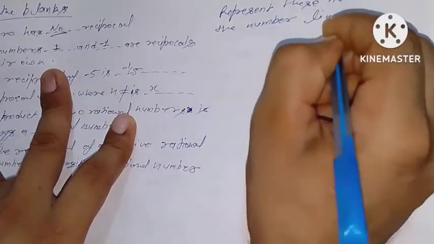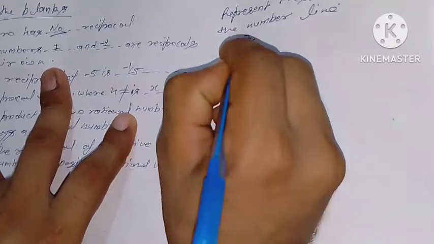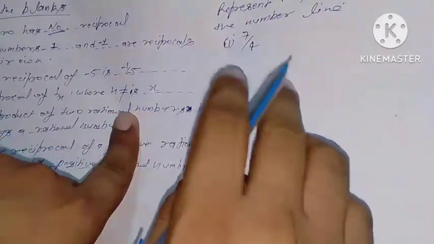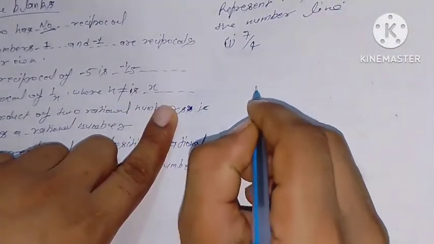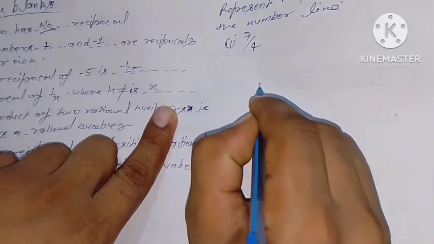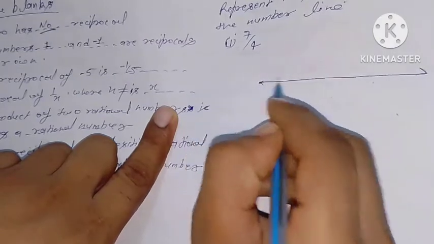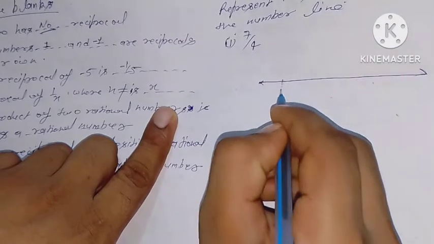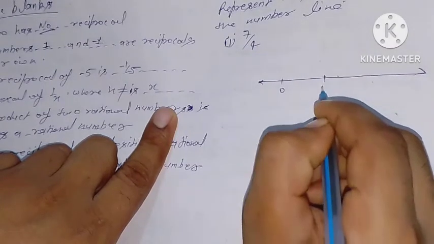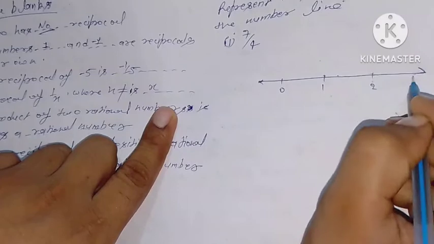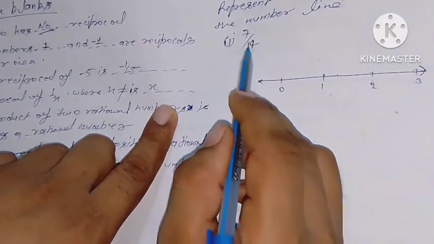The first question is 7 upon 4. 7 upon 4 is represented on the number line. Initially, we will draw a number line, and this number line is 0, 1, 2, 3.